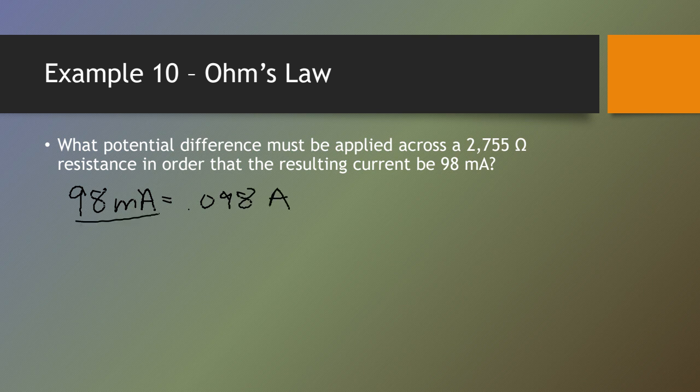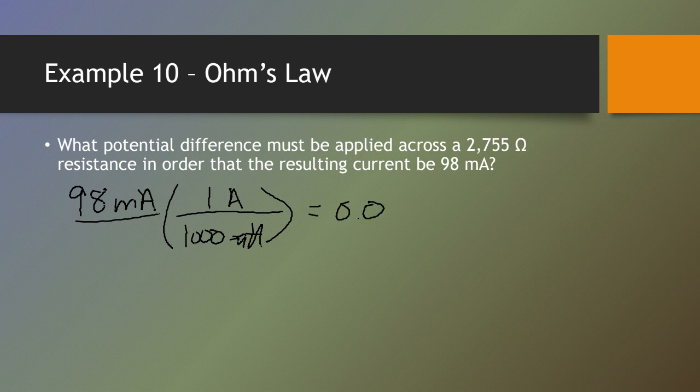Let me write that a little differently. Milliamps, like millimeters, is just a thousandth of an amp. So there are 1,000 milliamps in 1 amp. So you just divide by 1,000, and that's where I got the 0.098 from.